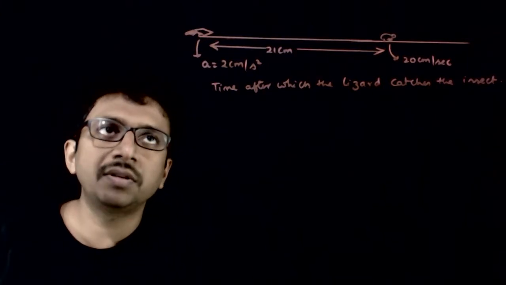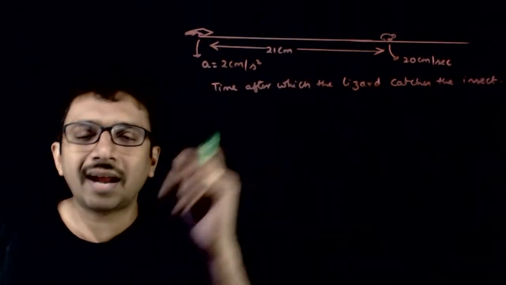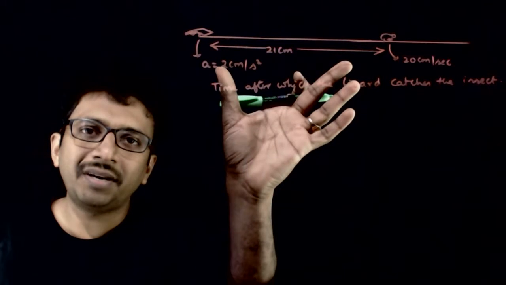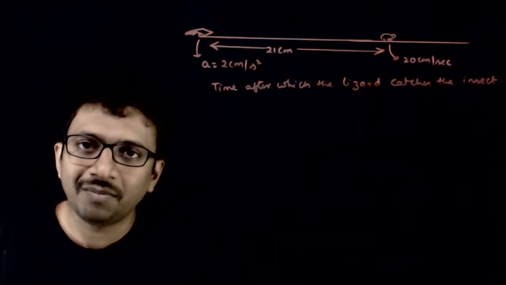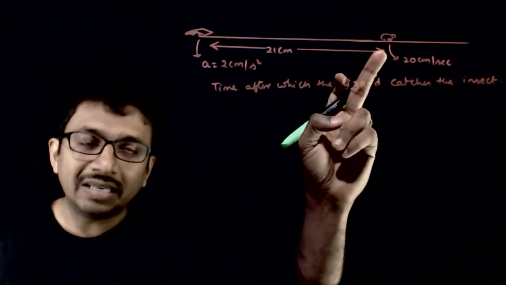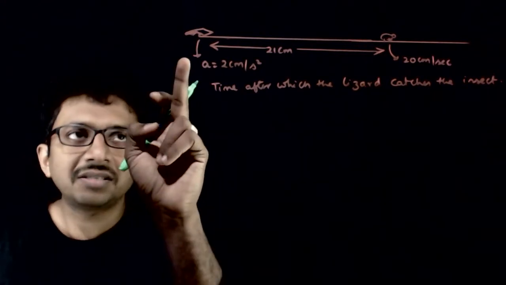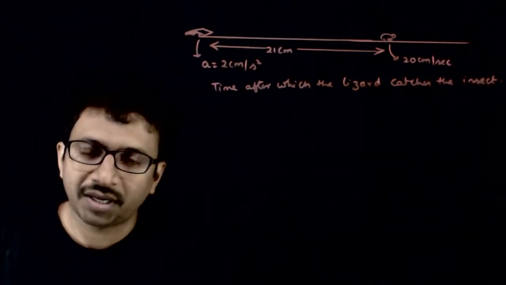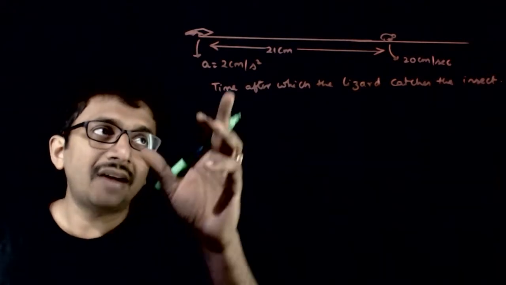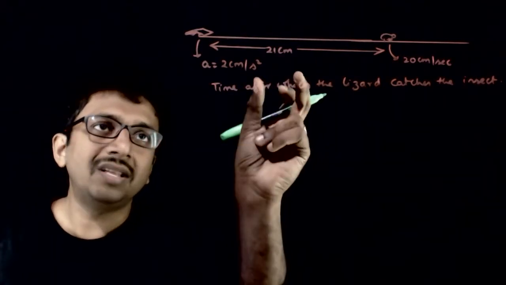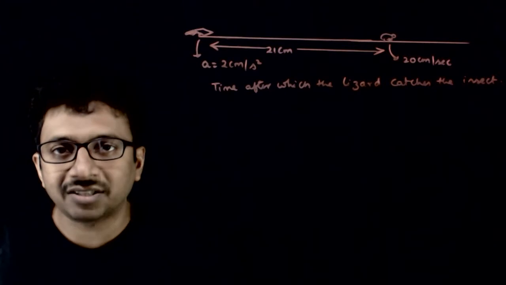So welcome students. In this question, you're given a lizard and an insect which are initially separated by a distance of 21 centimeters. The insect is moving at a uniform speed of 20 centimeters per second, and the lizard starts with an acceleration of 2 centimeters per second square. After how much time will this lizard be able to catch the insect?